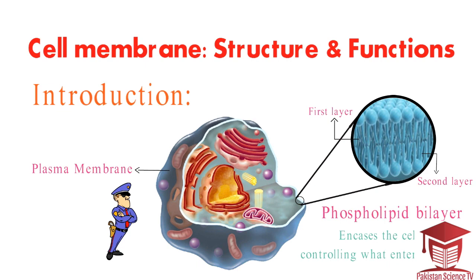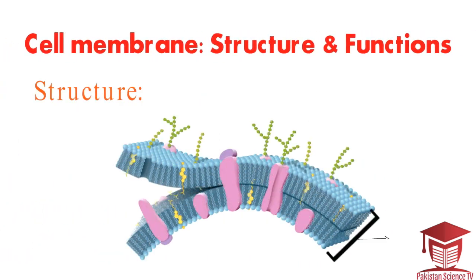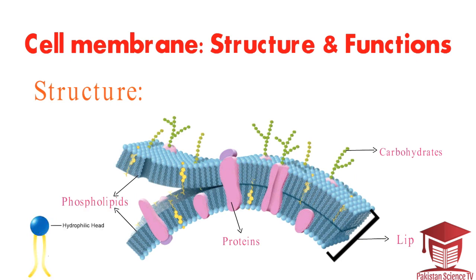Now, let's delve into the cell membrane's structure. Imagine a sea of lipids, with proteins and carbohydrates floating within. The lipid bilayer comprises two layers of phospholipids, each with a hydrophilic head and hydrophobic tails. Proteins are embedded in this lipid sea, some spanning the entire membrane while others rest on the surface. Carbohydrates decorate the outer surface, forming the glycocalyx.